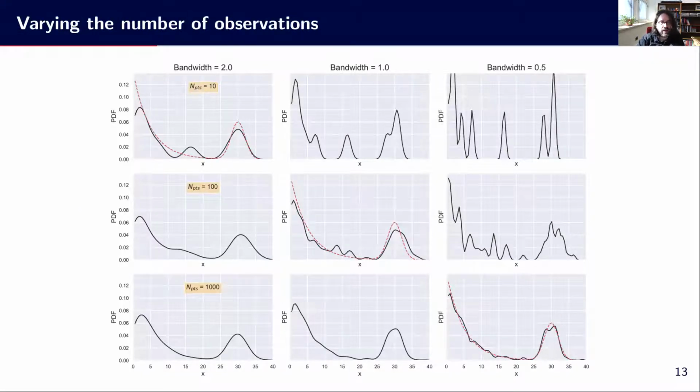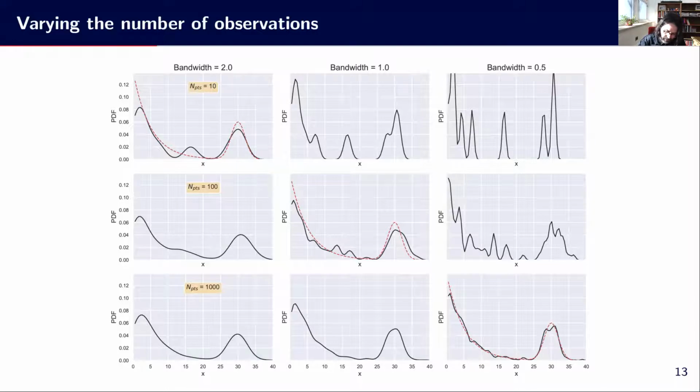as a way to adjust the size of the windows according to the dataset size. So if we are looking at the effect here on the 3 columns, we have different bandwidths: 2, 1, and 0.5. So we go from a slightly larger to a slightly smaller window size, while on each row we have n equal to 10, 100, 1000 samples. So we see that by increasing the number of samples, we get different estimates.